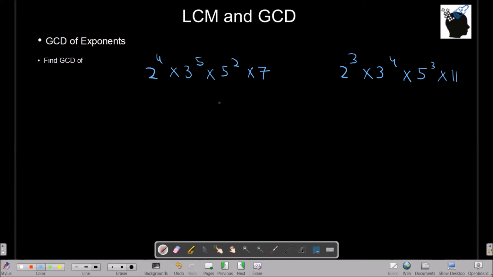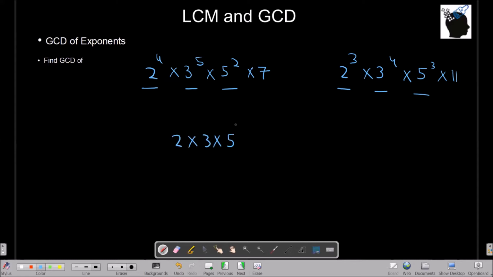In case of GCD, the method is a bit different. You need to write only those prime numbers which are common in both of them. So in this case, I can see 2 is common, 3 is common, and 5 is common. So I will write 2 into 3 into 5.